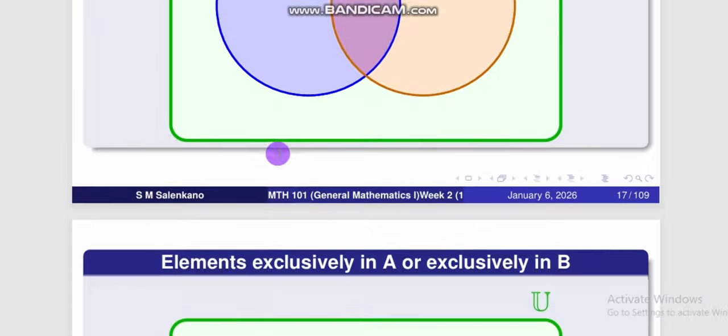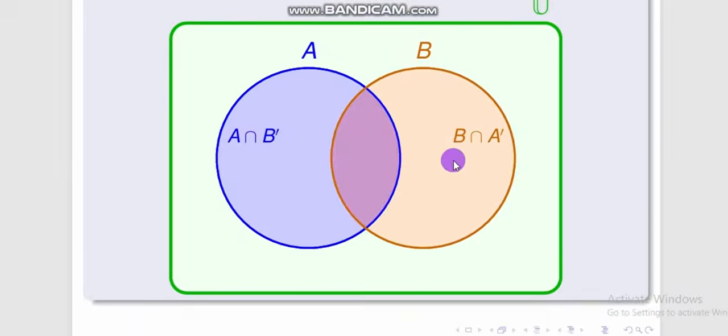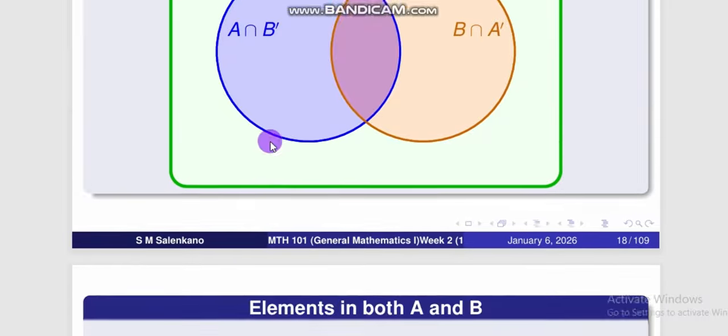The next region is where you have B only. Can you see? This region is part of A complement and is also in B. So we are going to say B intersection A complement: elements that are found in B but not in A. And here, elements that are found in A but not in B, right?